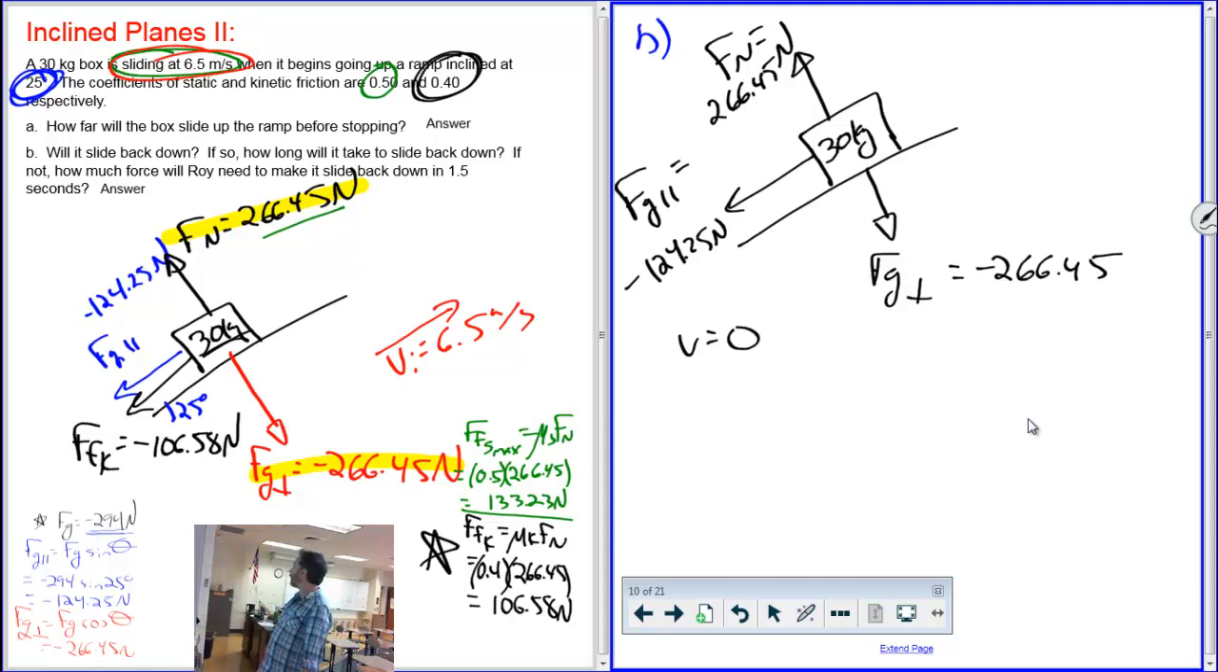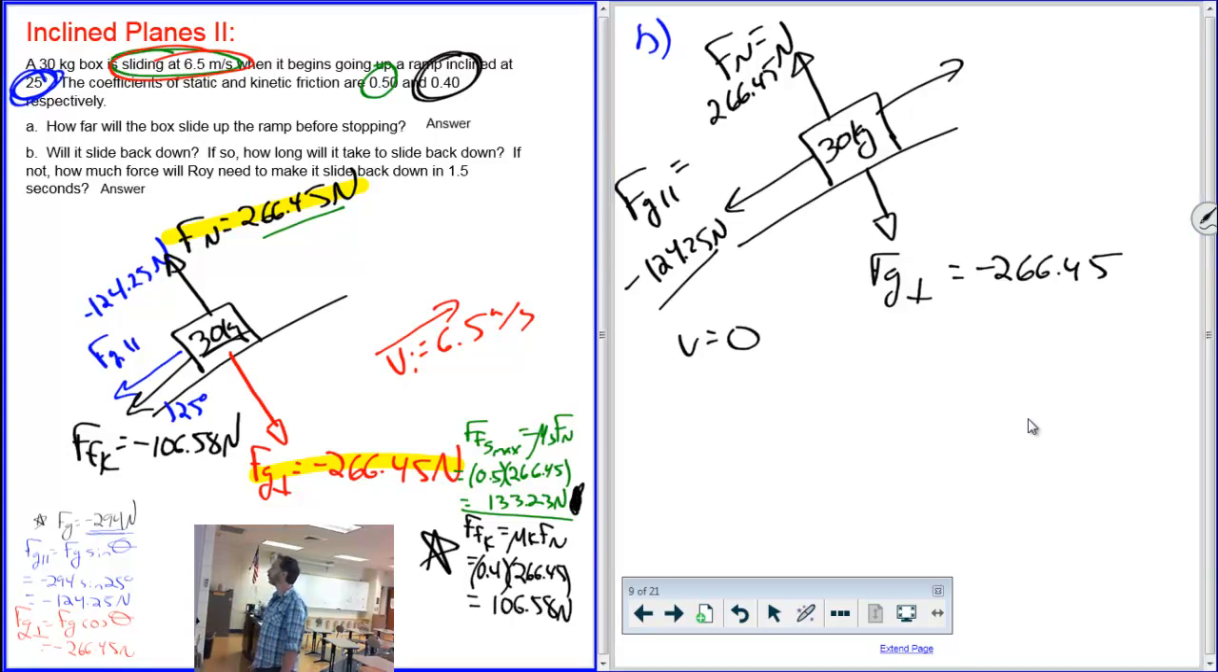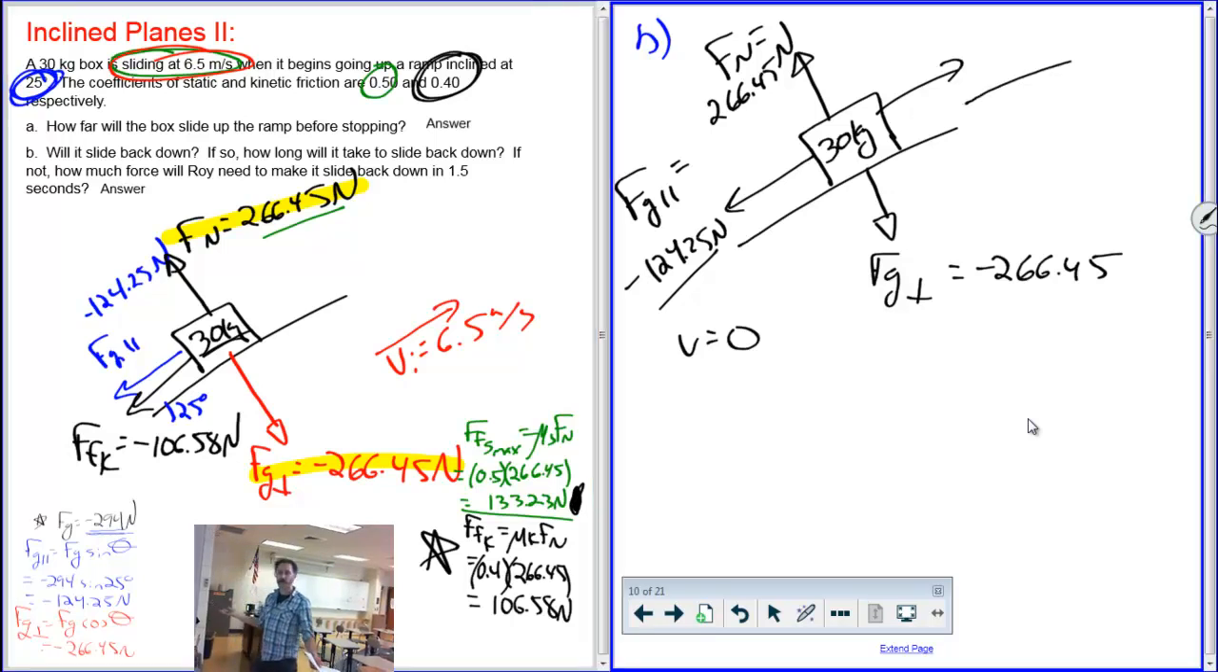So at this point, we should ask ourselves, can static friction prevent the motion? In order to prevent the motion, we would need an upwards force of 124.25 newtons to cancel that out. And according to our calculations, we've got 133 newtons. So we could just put in a static friction force of 124, and we'd be done. We would say it doesn't move. But the question asks us to do something else. It says, if not, how much force will Roy need to make it slide down in 1.5 seconds?